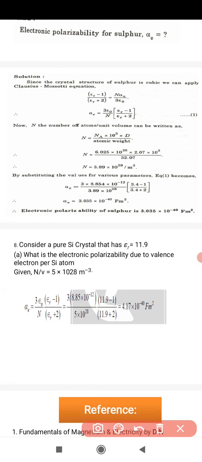Next, consider a pure silicon crystal having epsilon r of 11.9. What is the electronic polarizability due to the valence electrons per silicon atom? Given N by V is equal to 5 into 10 power 28 per meter cube. Please write it as 10 power plus 28.